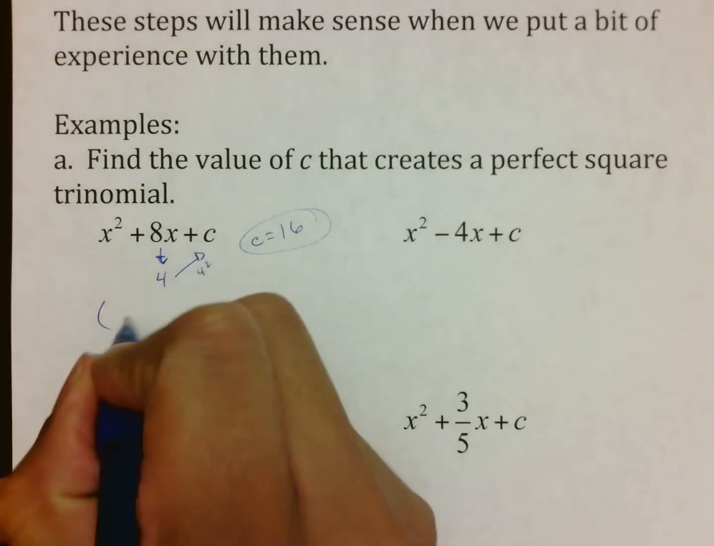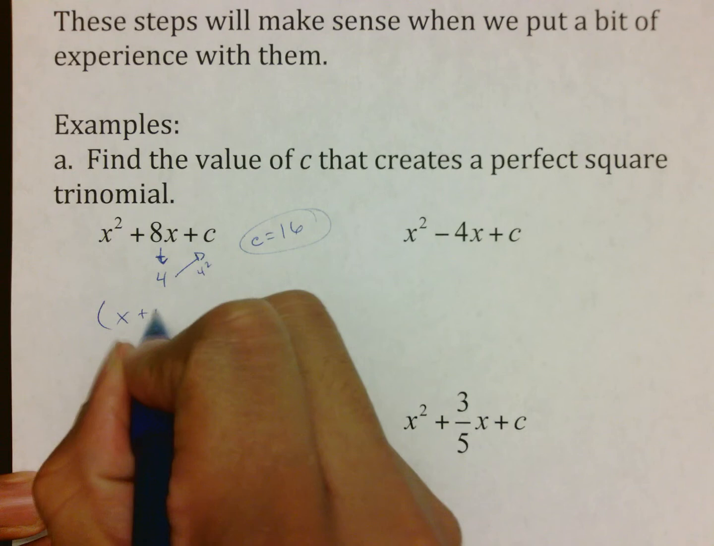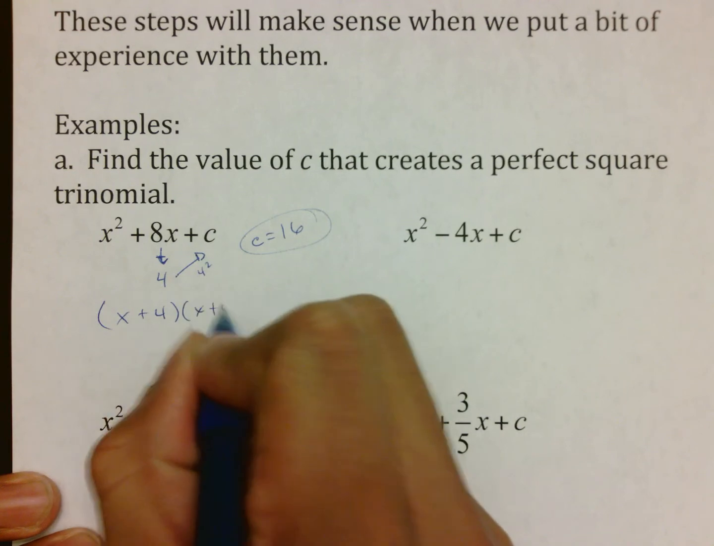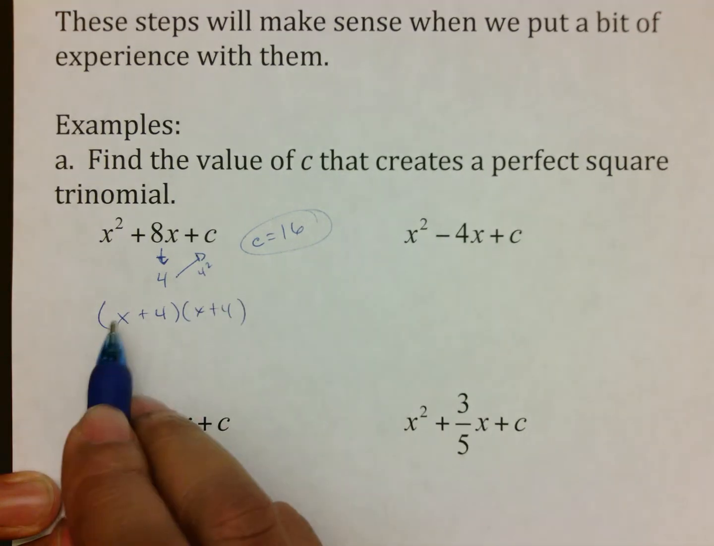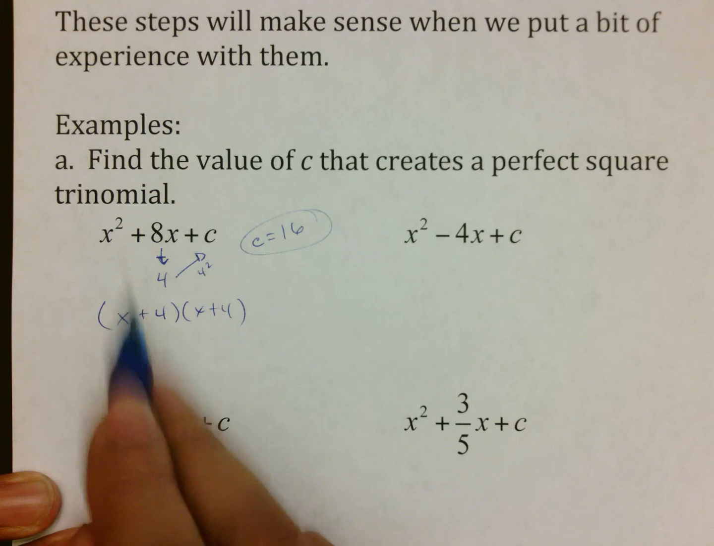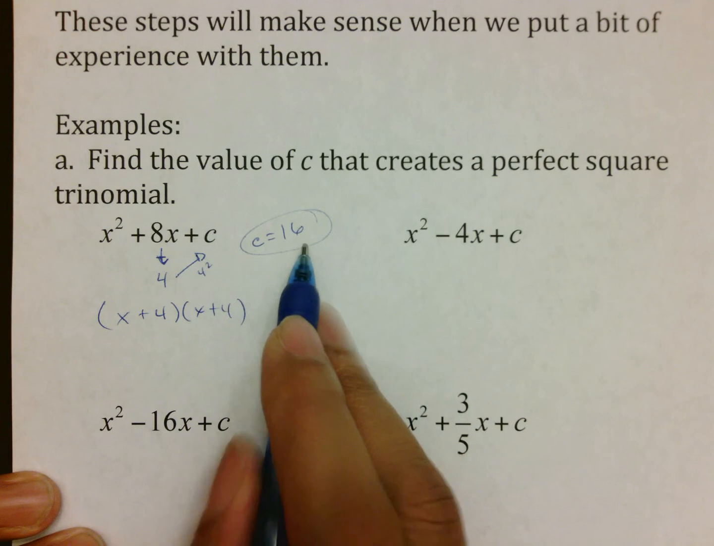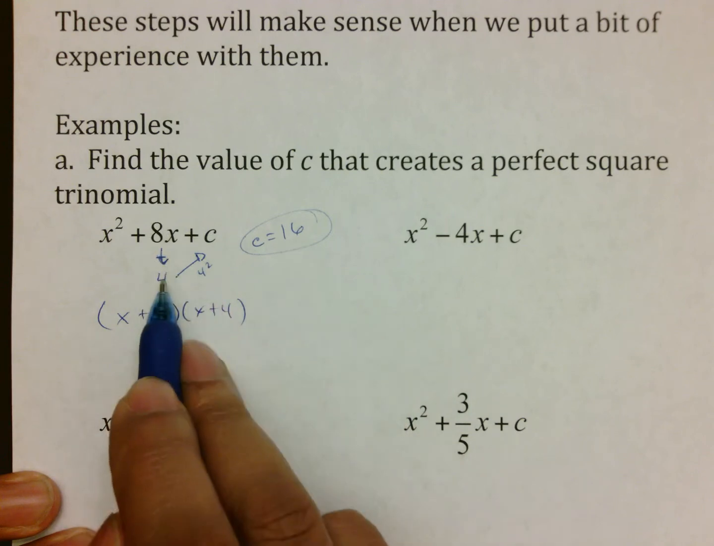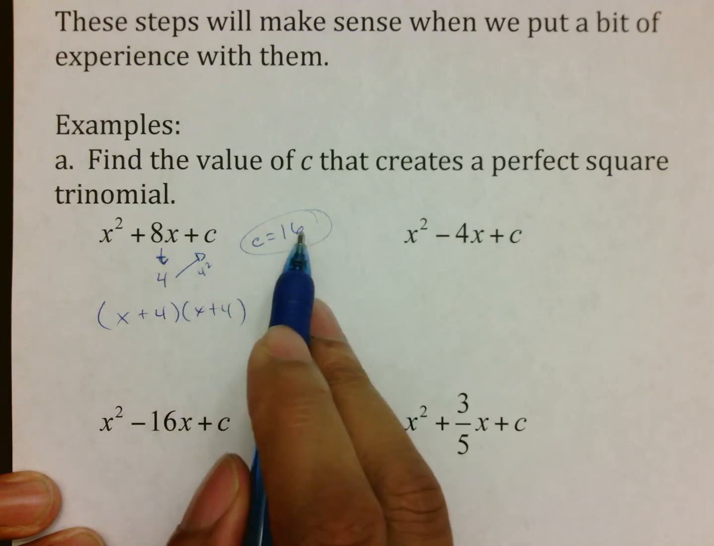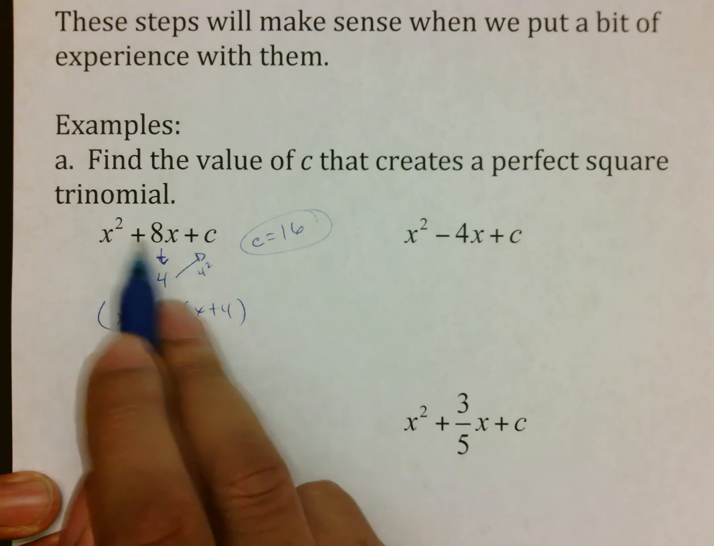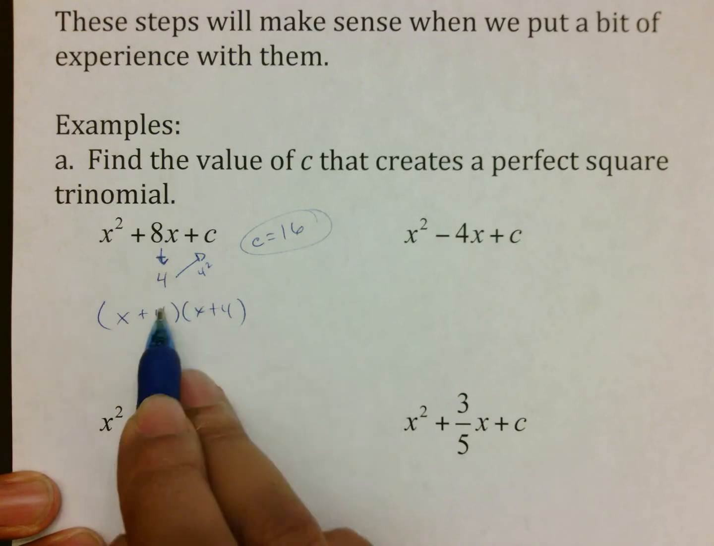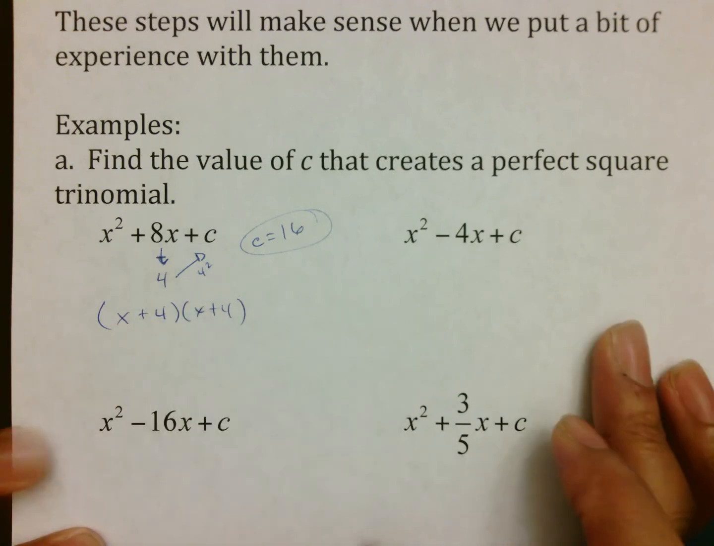Because if you were to factor this, you would turn it into x plus 4 times x plus 4. You don't need to write this part, but just pay attention. x times x is your x squared, plus 4x and 4x makes 8x, and then 4 times 4 makes 16. So again, you take that number, cut it in half, and then square it, and that's what gives you the value of c. Also notice that the sign comes down, and half of that number is what you use.